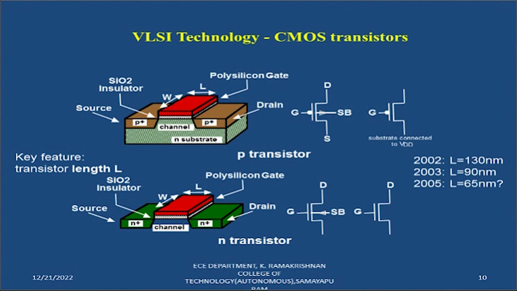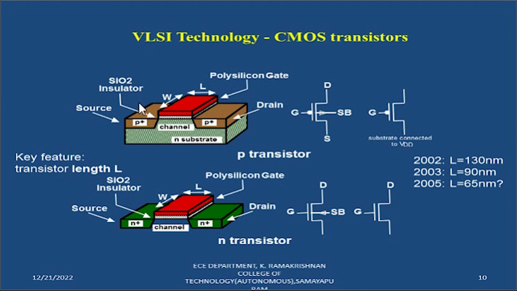Now we are going to see about the VLSI technology, which is based on the CMOS transistor. We have two kinds of transistor, as I already told you earlier. In a CMOS, we combine both the N channel and P channel MOS transistors. In a P channel MOS transistor, we have a channel in between the two P substrates.